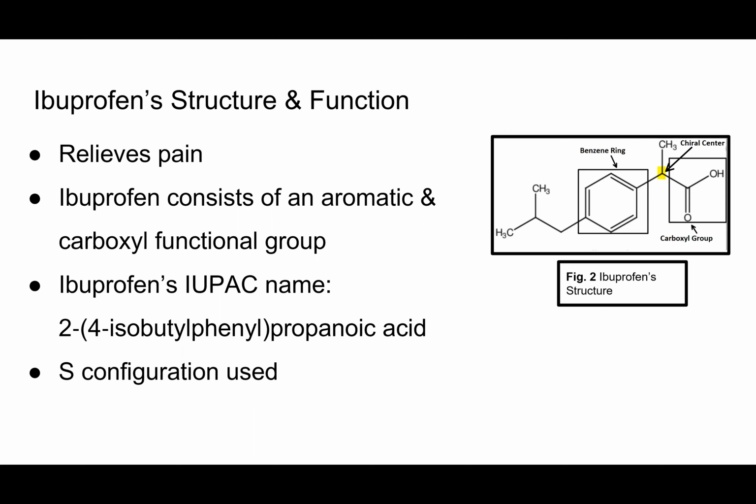So ibuprofen relieves pain, and it consists of an aromatic and carboxylic acid functional group. Its IUPAC name is 2-(4-isobutylphenyl)propanoic acid. And since we have a chiral center over here, because it's sp3 hybridized and we have 4 different groups attached, the S configuration is commonly used. The R configuration isn't very pharmaceutically useful. So that's its structure.